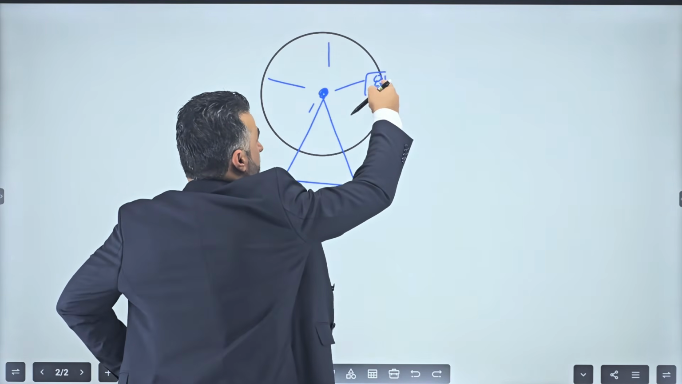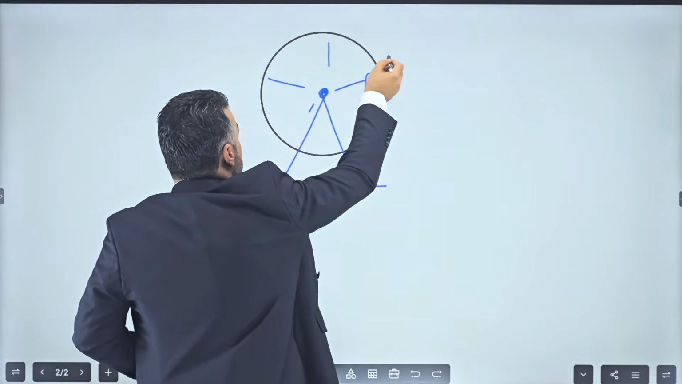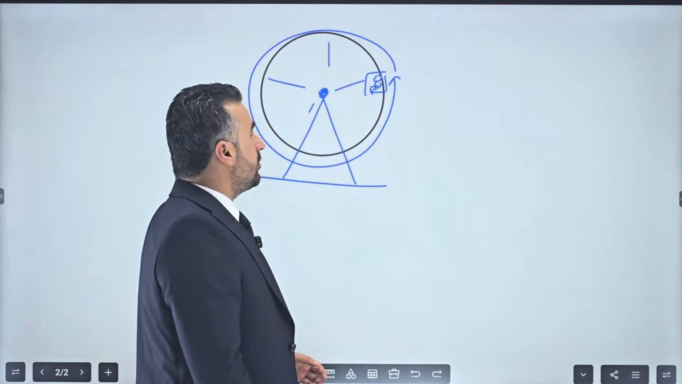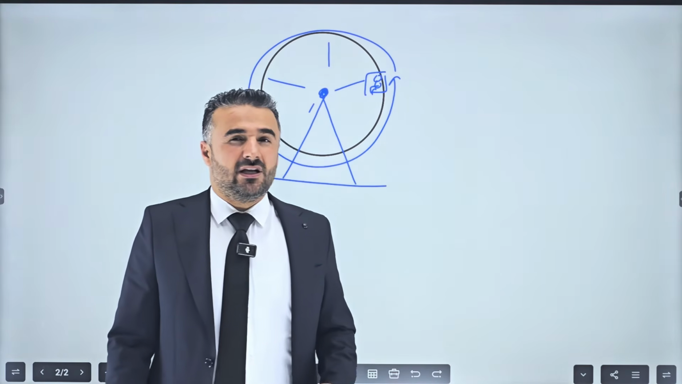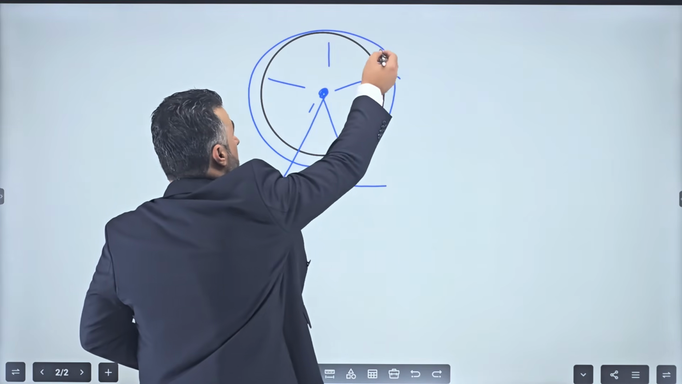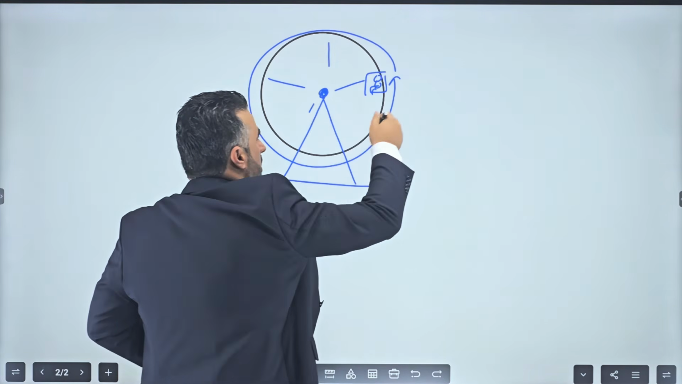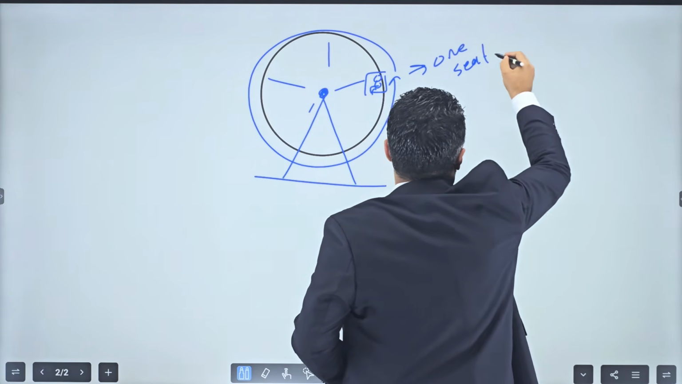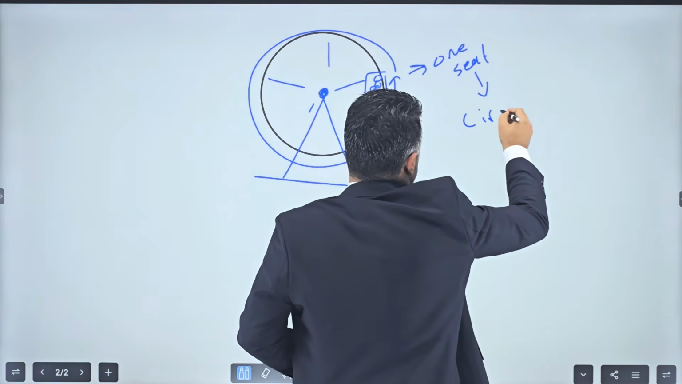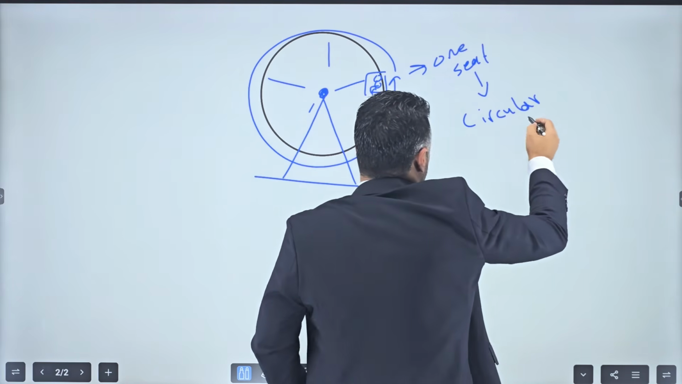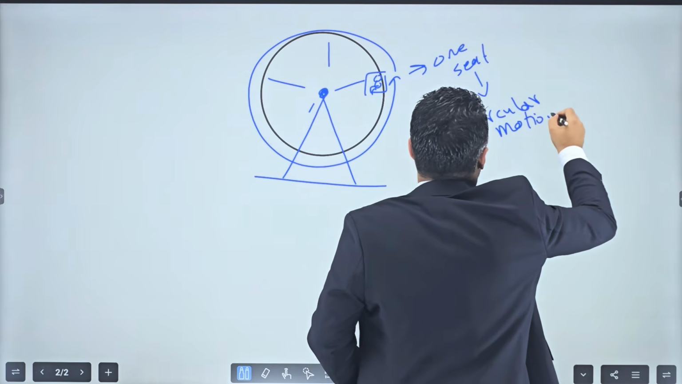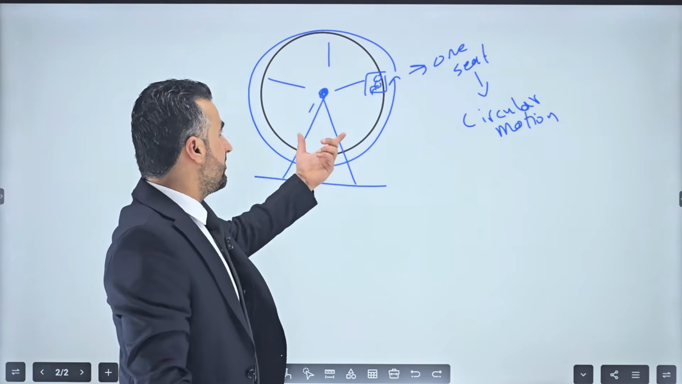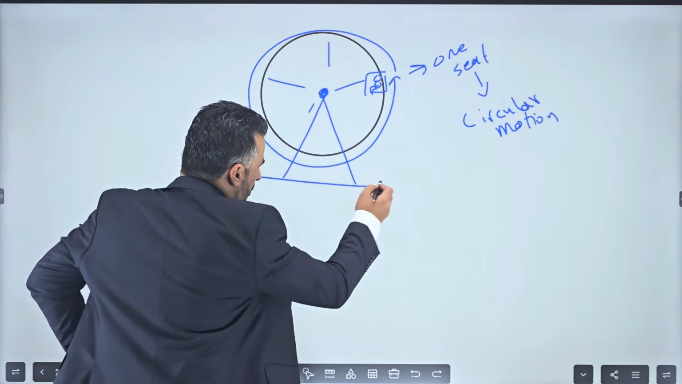If you look at the motion of one seat here, you would see that this seat is moving in a circle around this axis of rotation. So can I say the motion of this seat, because it is moving in a circle, would be circular motion? Of course, the motion of one seat is going to be a circular motion. Why is it circular motion? Because it is going to move in a circle around the center or the axis of rotation of this Ferris wheel.